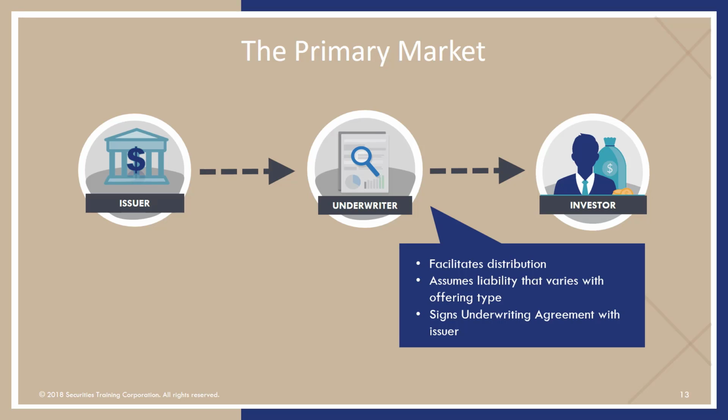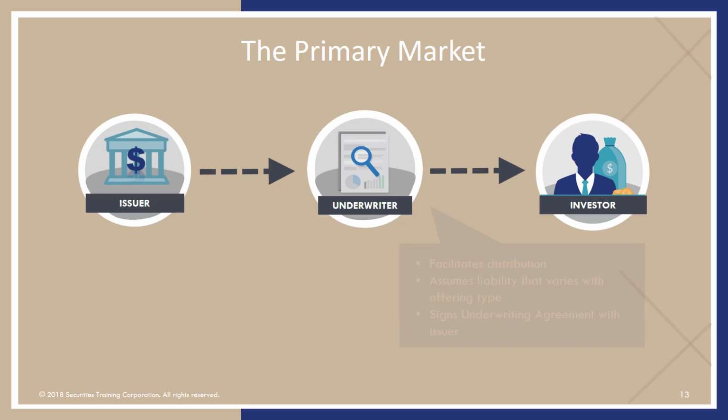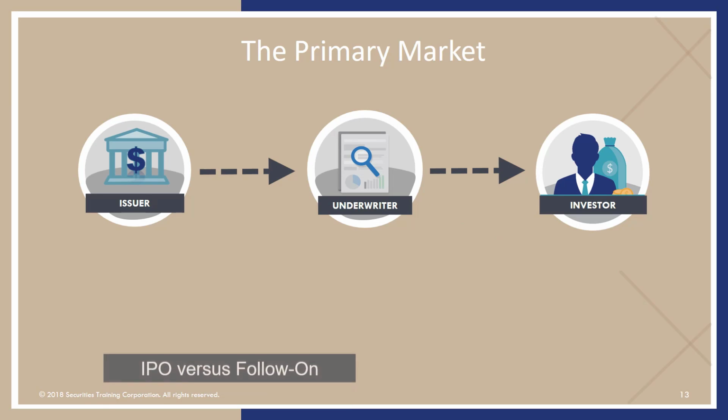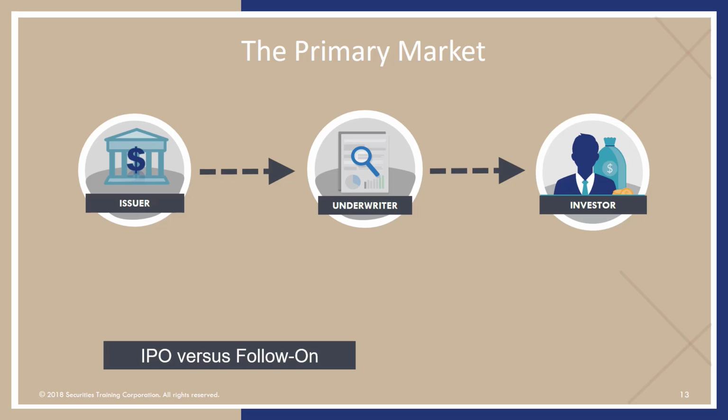Now, a couple of other terms, and that is IPO versus follow-on. Again, these terms only apply to equity securities. If a company is going public for the first time, that's called an initial public offering, or IPO. So when Spotify went public for the first time, that was an IPO. When Apple went public for the first time many years ago, that was an IPO. If one day in the future a company like Uber does an IPO, that will be the first time they're going public.